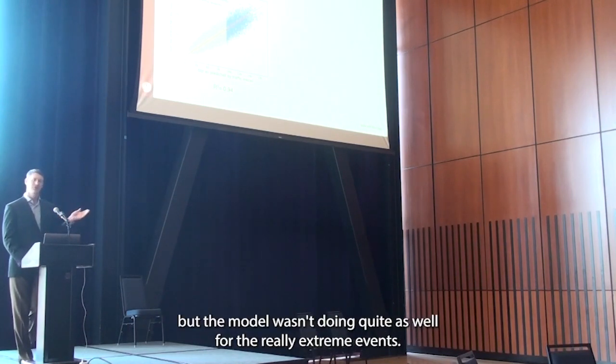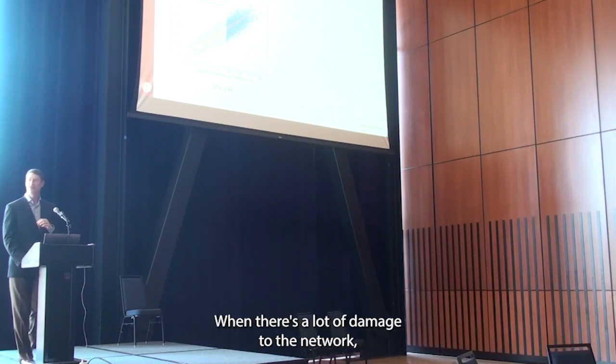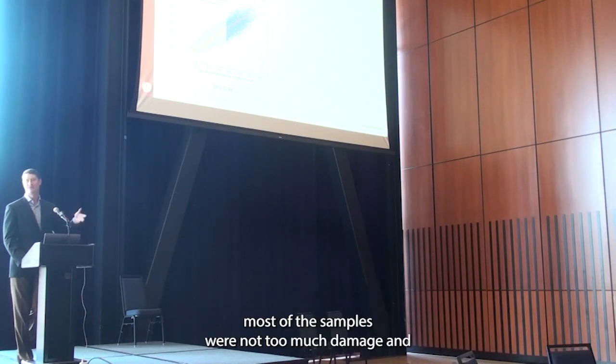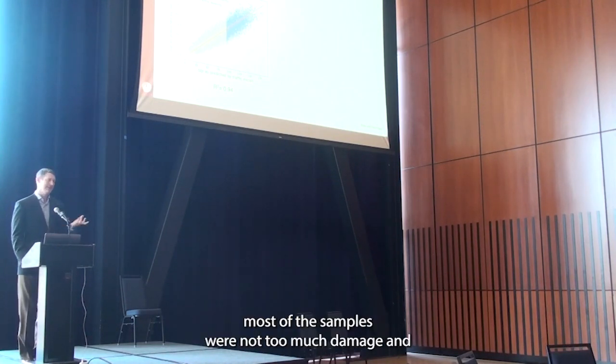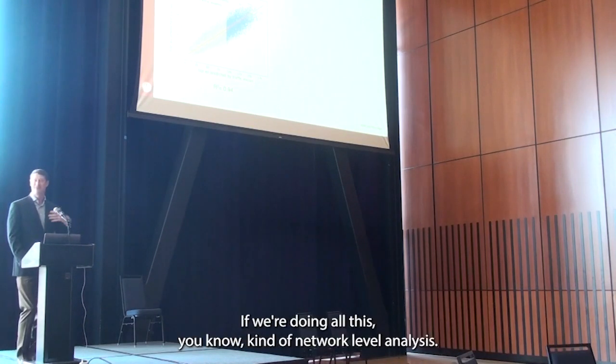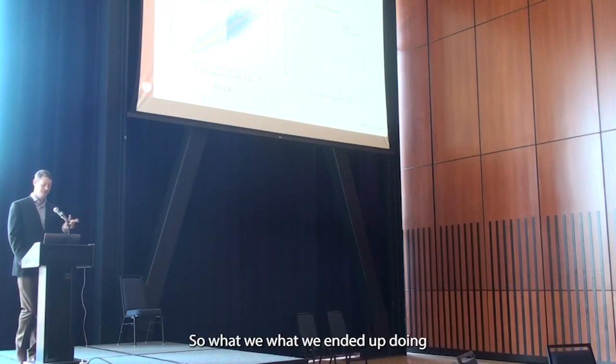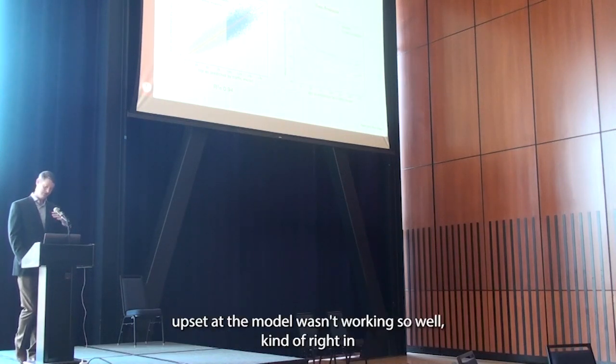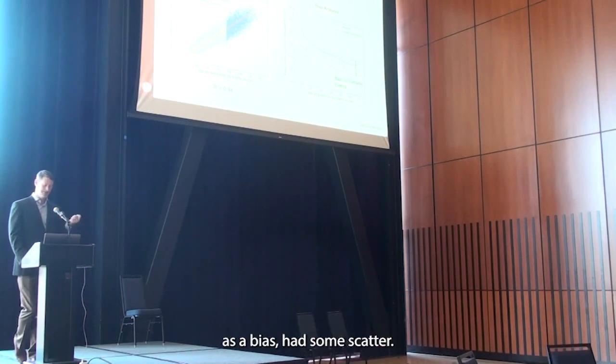But the model wasn't doing quite as well for the really extreme events when there's a lot of damage to the network. Most of the samples were not too much damage, and the model was doing well, but that's not really what we're so interested in if we're doing all this network level analysis. So the model wasn't working so well at the right end. Had some bias, had some scatter.